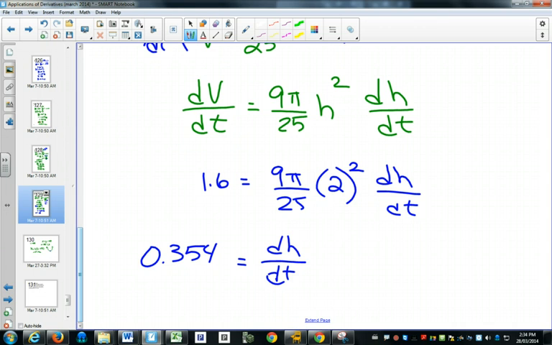This is wonderful. And our units will be meters per minute, because it was meters cubed per minute for the volume. And there we have our entire question.